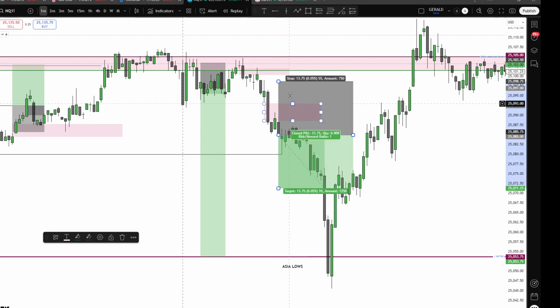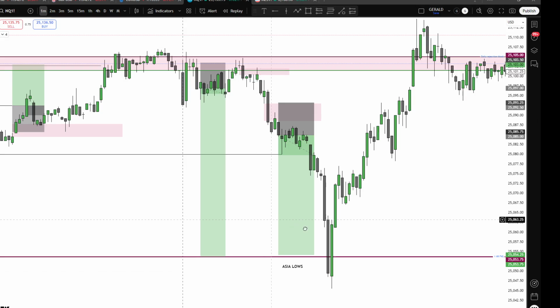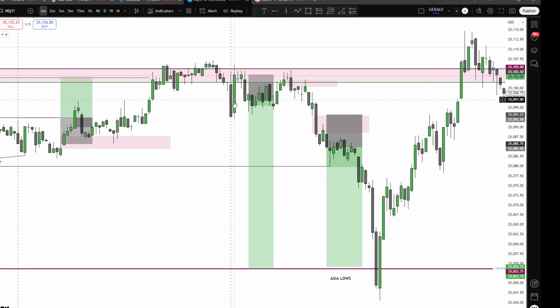Short from here, and the target? This low. What made me confirm this short is that you don't want to enter in the first 5 minutes of an hourly open. The hourly open opened here. It manipulated people down and people went long. Then it ranged. People who went long are in. People who went short are in.